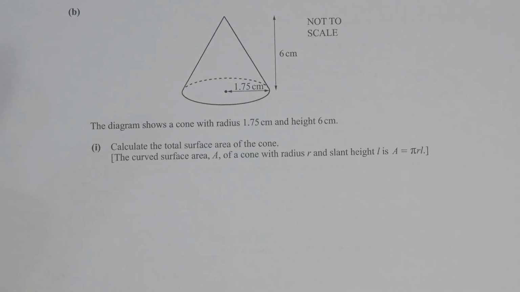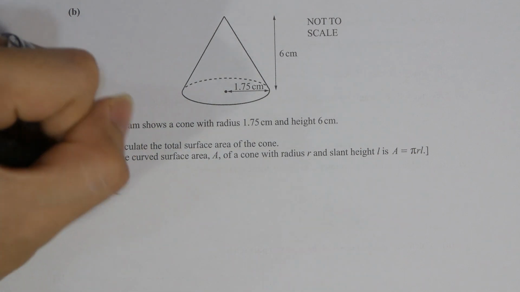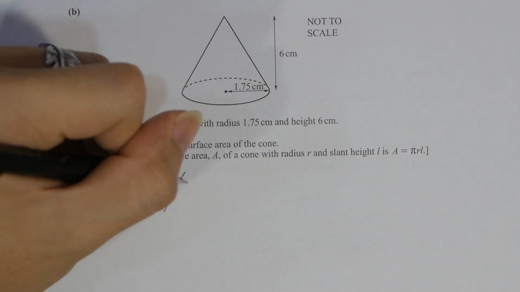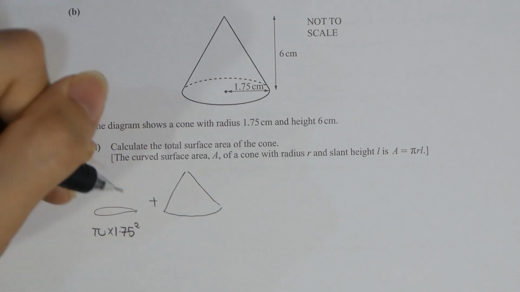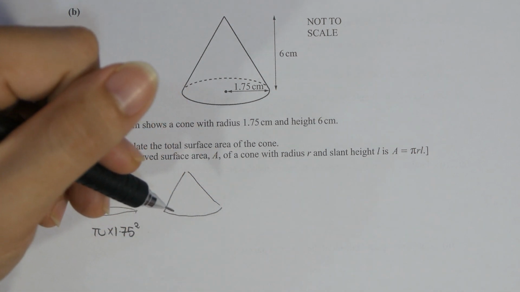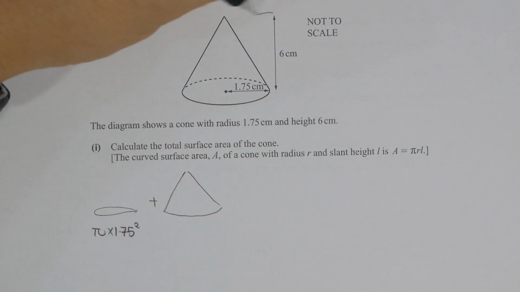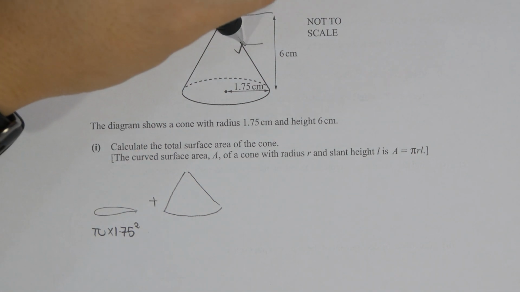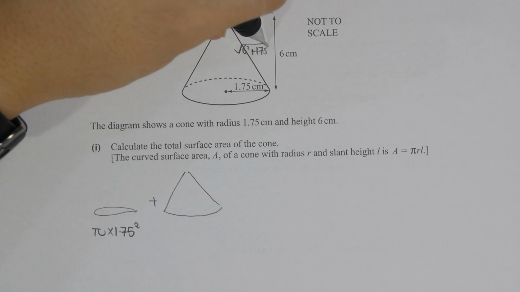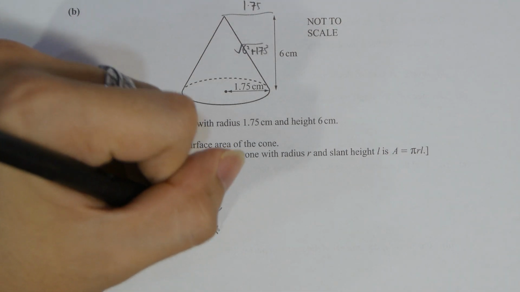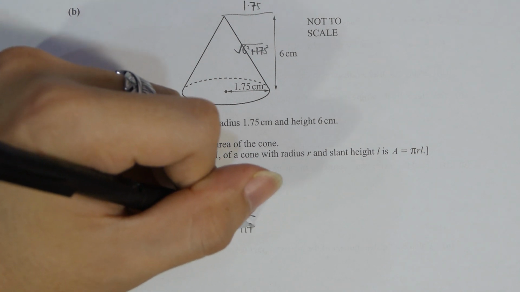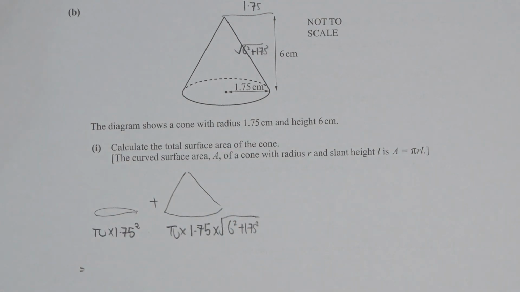As for part B, okay, first thing that you need to do is to calculate the slant height. Okay, so in order for you to calculate surface area, remember to include the bottom of this cone shape as well. So that goes by pi times 1.75 squared plus the formula pi RL. Your result will be 44.